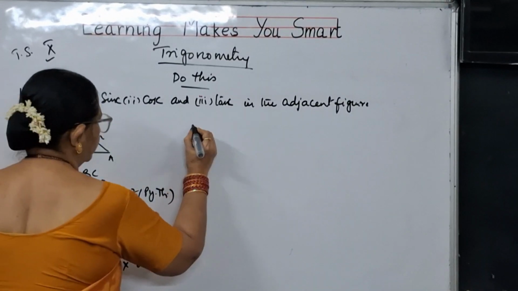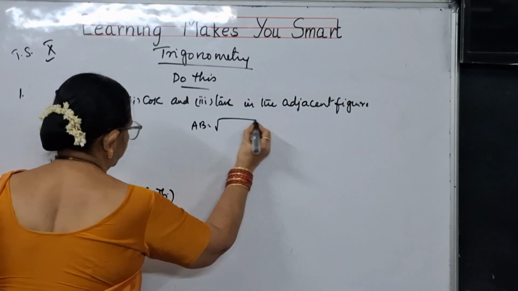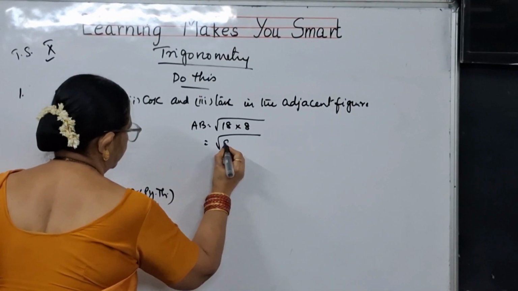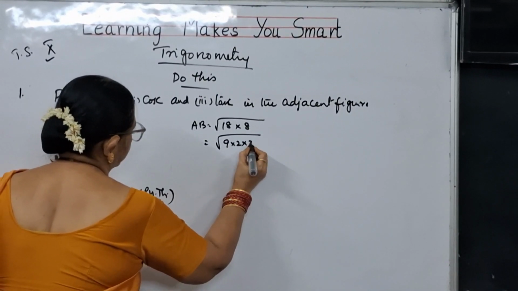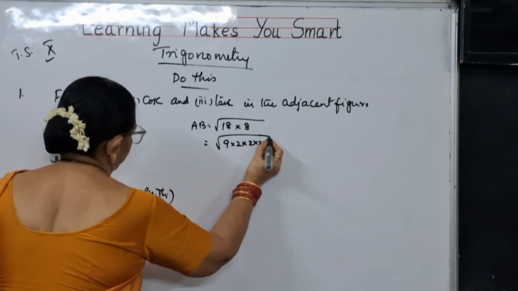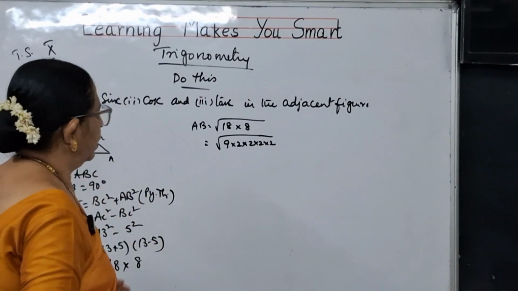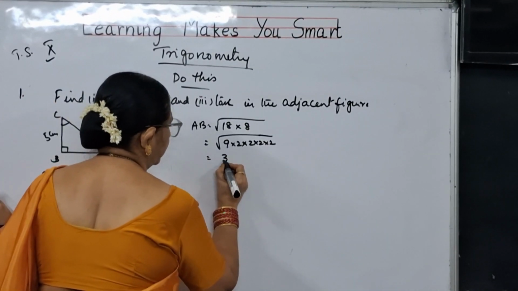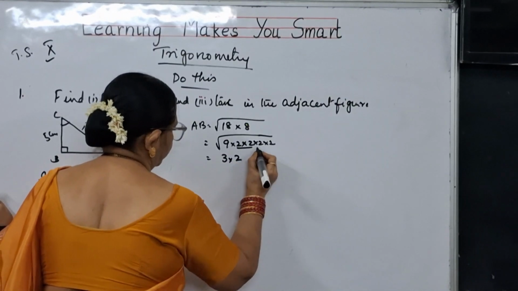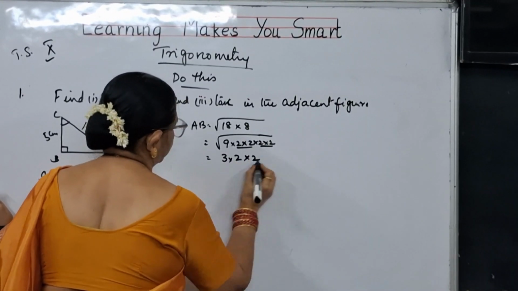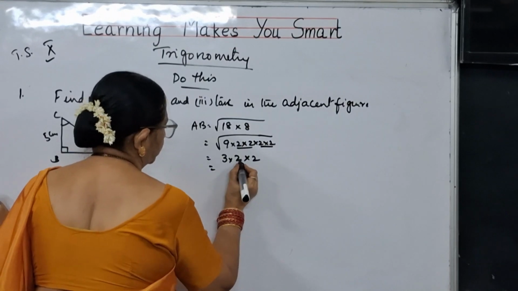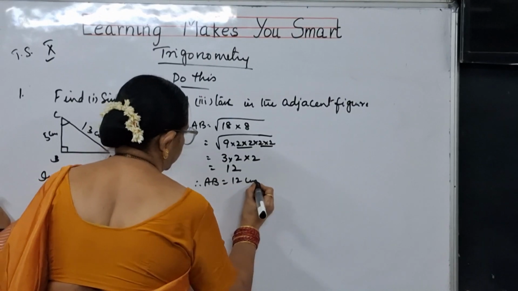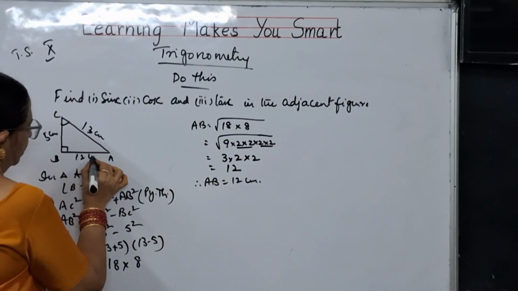18, 8. So what is AB, children? AB is equal to root of 18 into 8. So 18 can be written as 9 into 2 and 8 can be written as 2 into 2 into 2. Why am I doing like this? This will give you a very easy way of finding square roots. So root 9 is nothing but 3 into, instead of these two twos we'll write 1 2, into, instead of these two twos 1 2. So how much you are getting? 3 4, 3 twos are 6, 6 twos are 12. Therefore we have got AB as 12 centimeters. So AB is 12 centimeters.